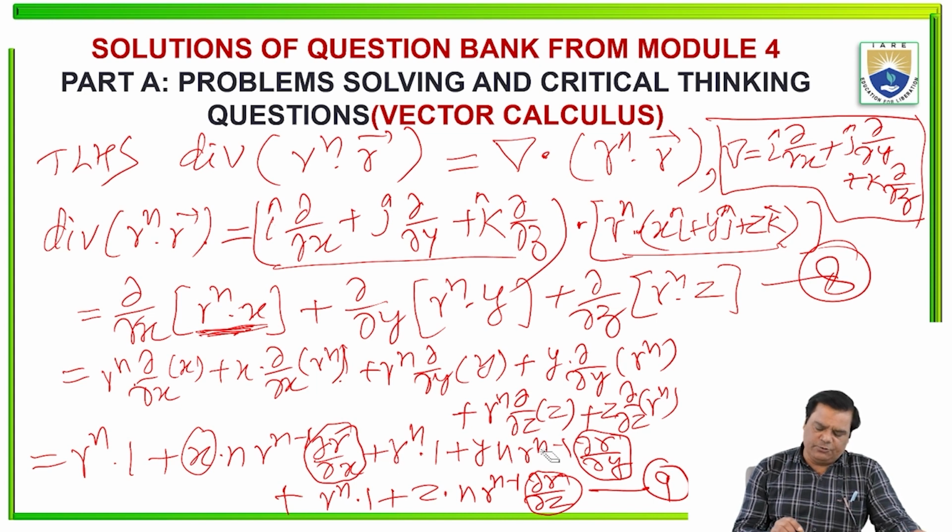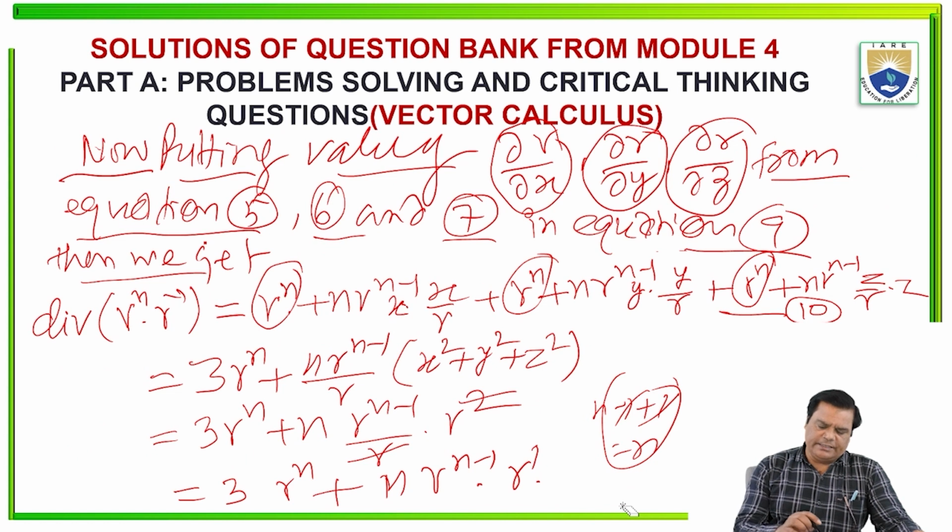r to the power n, x and r to the power n minus 1 and ∂r/∂x, and r to the power n minus 1. This is correct. Next, this one here.